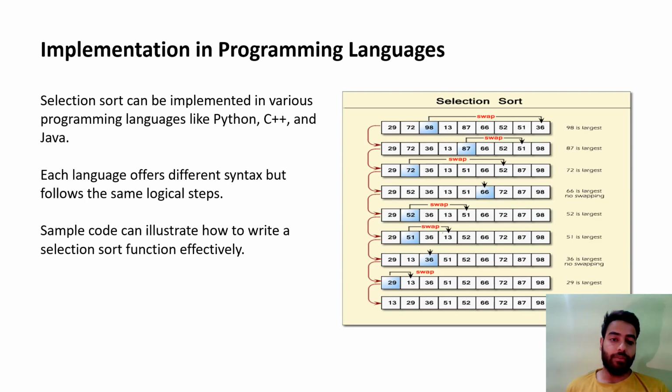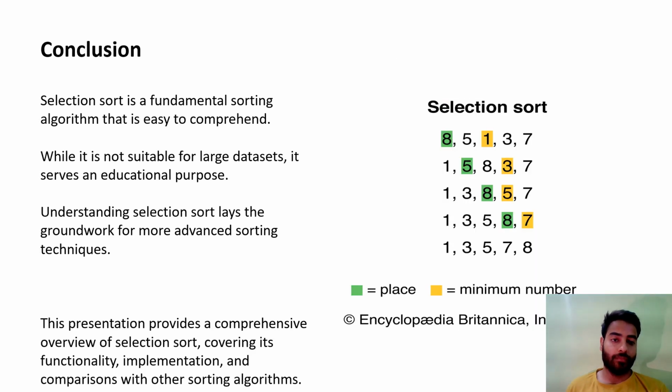Implementation in programming languages. Selection sort can be implemented in various languages like Python, C++, and Java. Each language offers different syntax but follows the same logical steps. Simple code can illustrate how to write a selection sort function effectively.